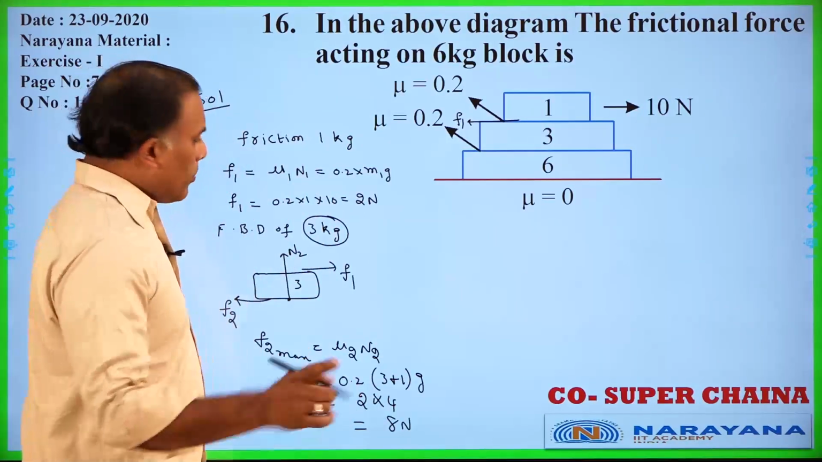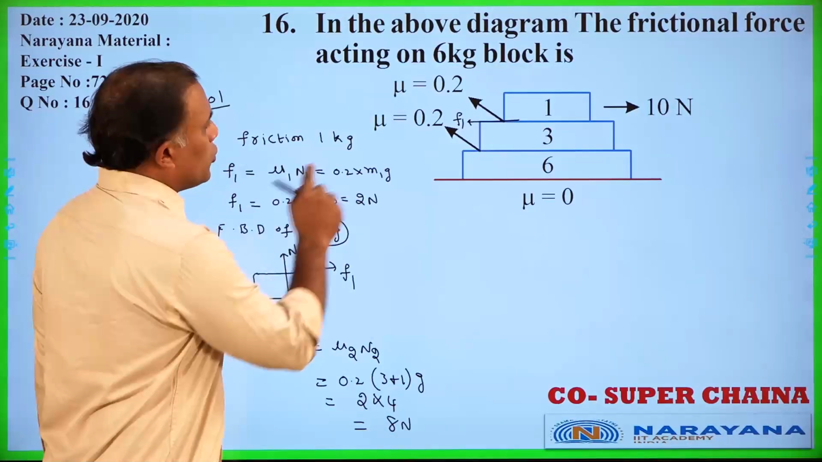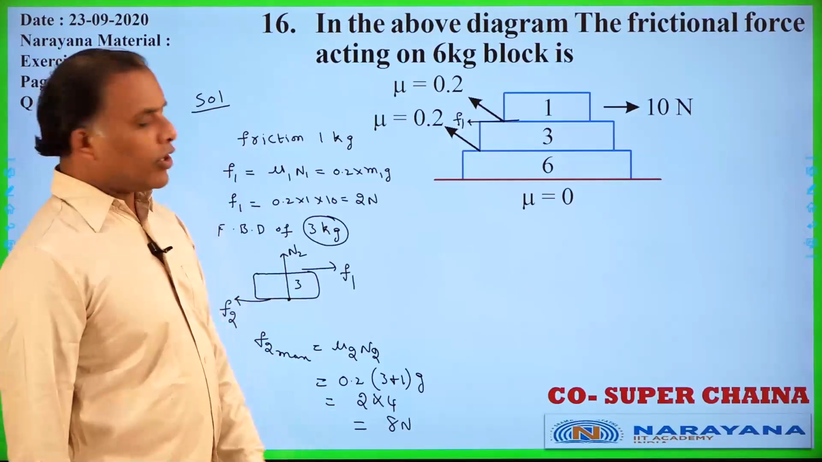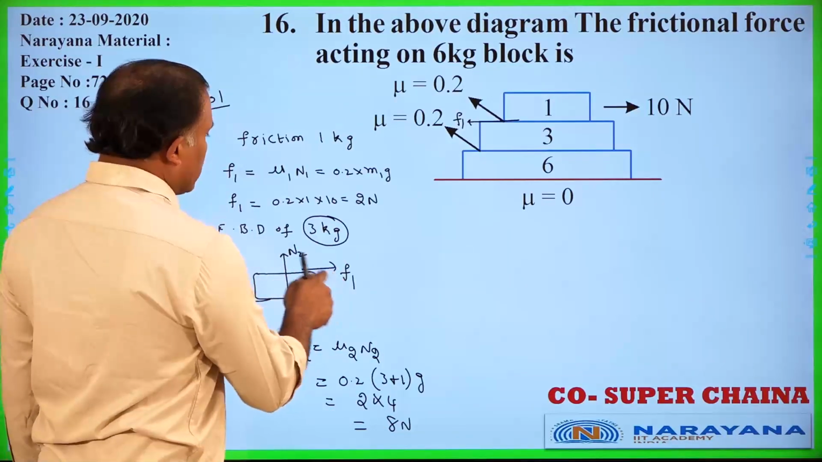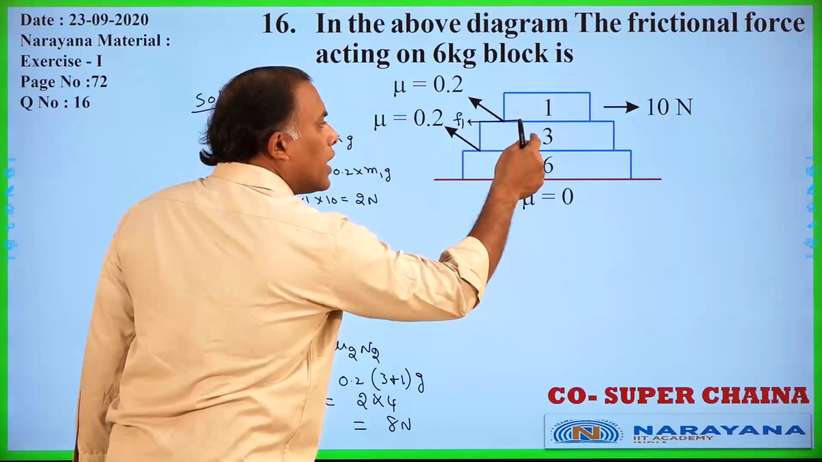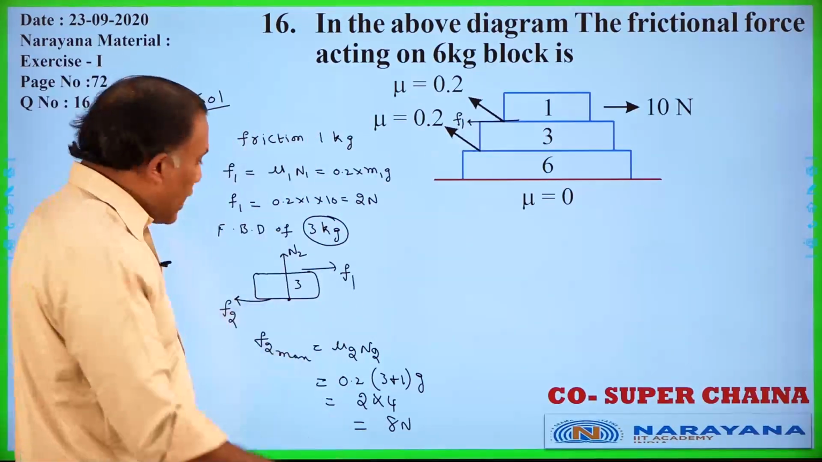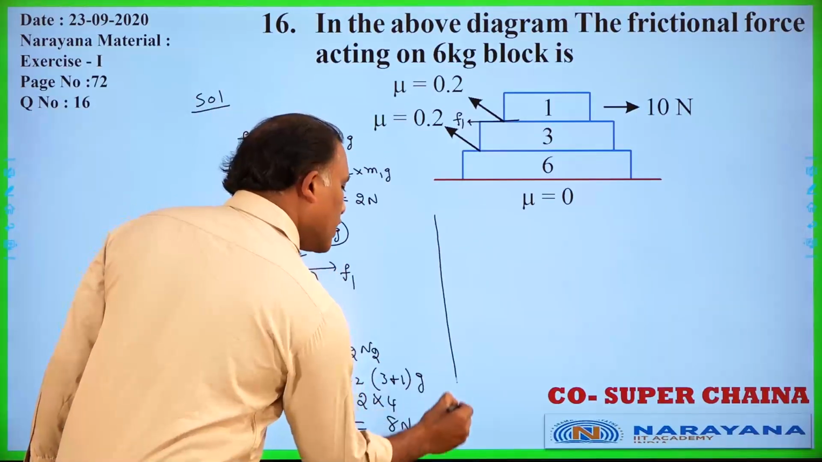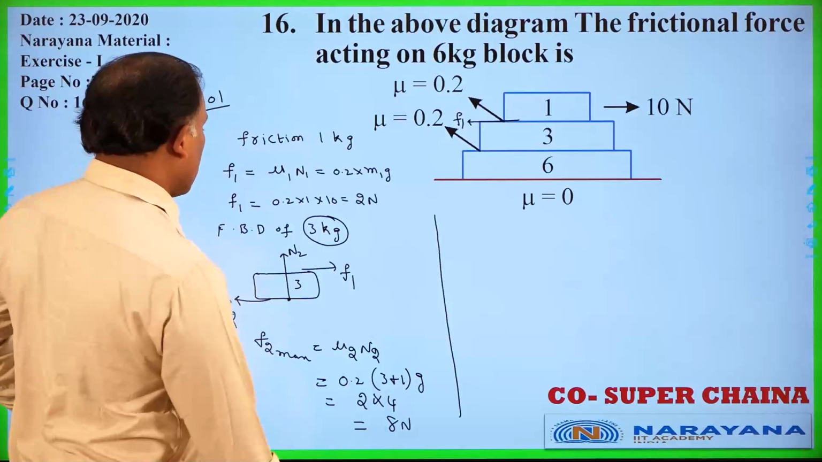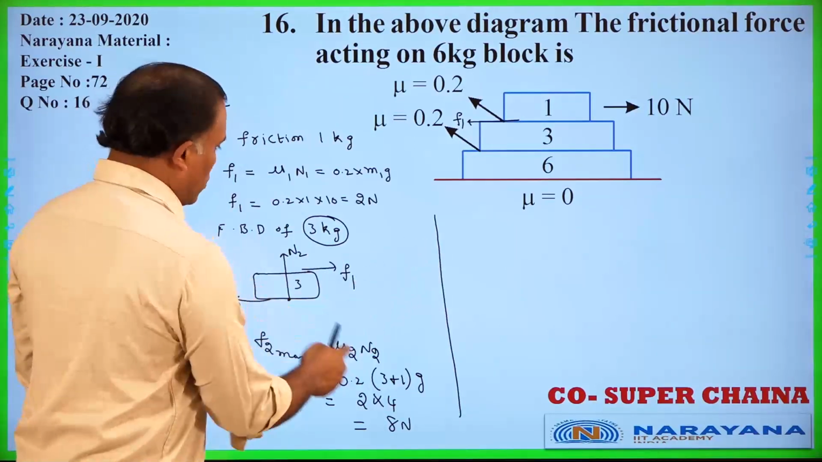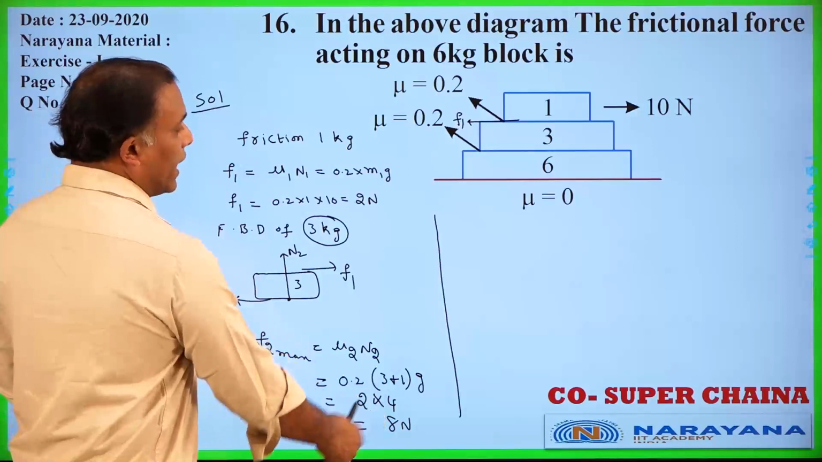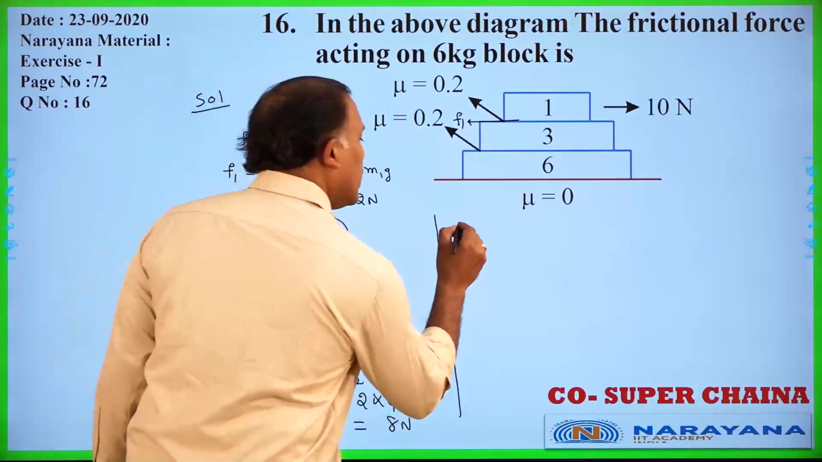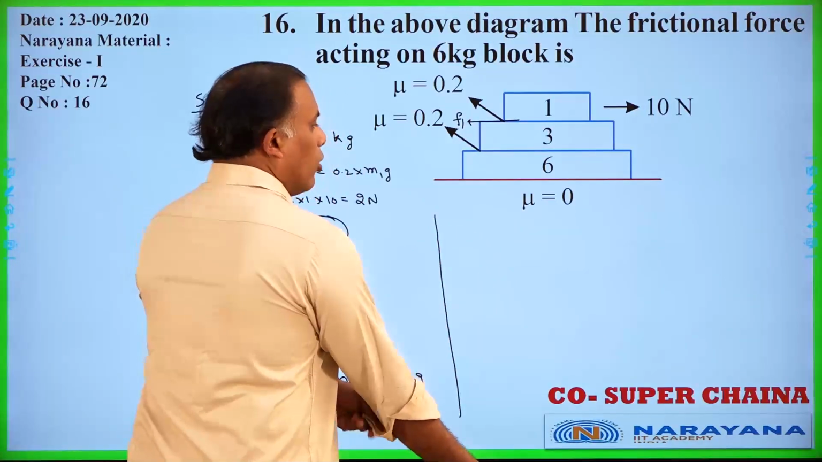F2 maximum is 8 Newton. But if you see here, what is the friction here? 2 Newton between 1 kg and 3 kg. Between 3 kg and 6 kg I am getting 8 Newton. Now this F1 is acting this side. So the friction between 1 and 3 will be the driving force for the 3 kg block. I am taking that one. So that driving force is 2 Newton. But here F2 maximum is 8 Newton. That means the 3 kg block alone won't move.